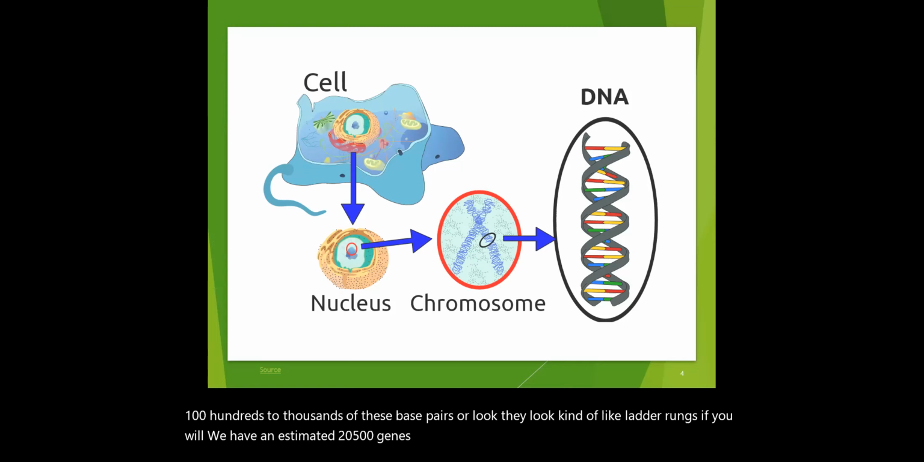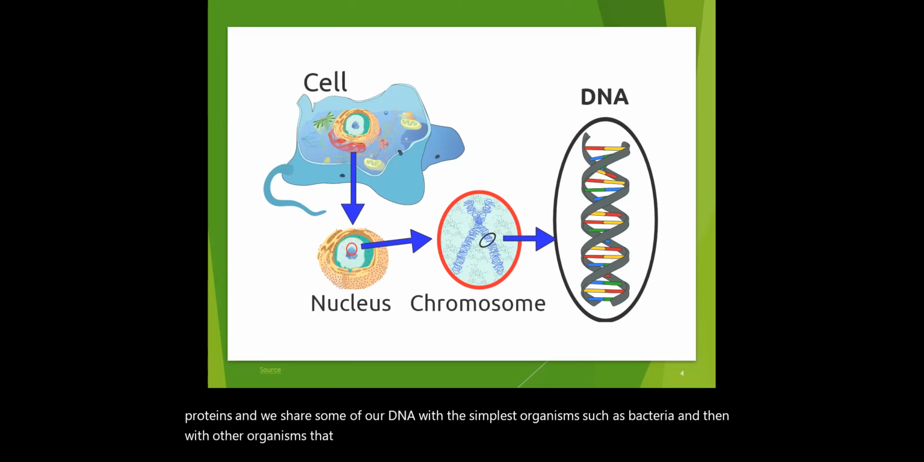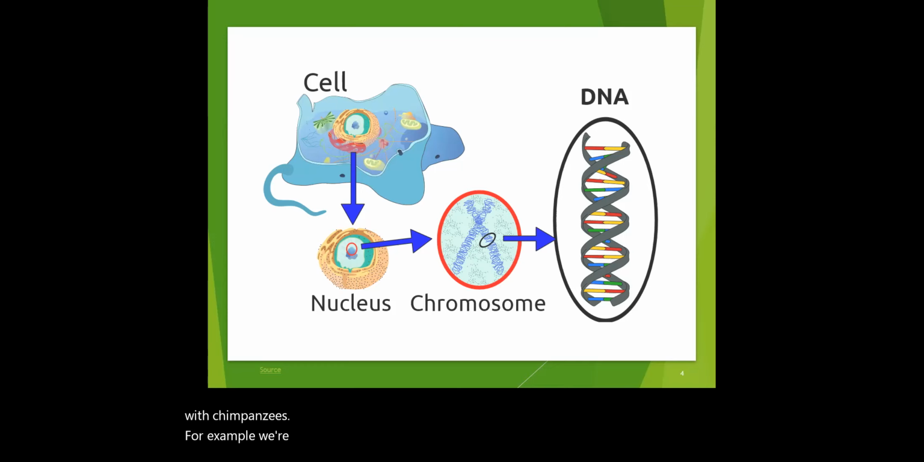in our DNA. So genes accomplish their task by making proteins, and we share some of our DNA with the simplest organisms, such as bacteria, and then with other organisms that we're a lot more closely related to, we share quite a bit. So with chimpanzees, for example, we're sharing 98 to 99% of our DNA, as opposed to a banana, which we share only 50%.